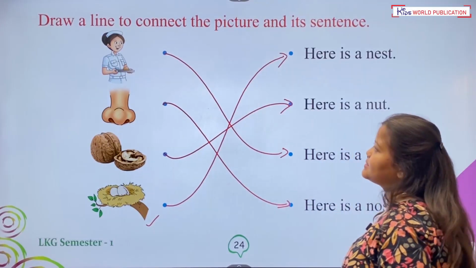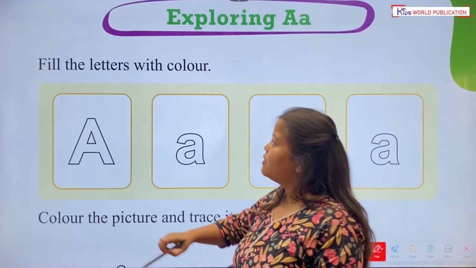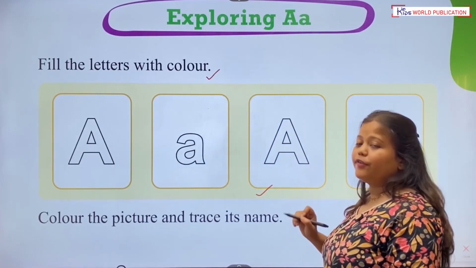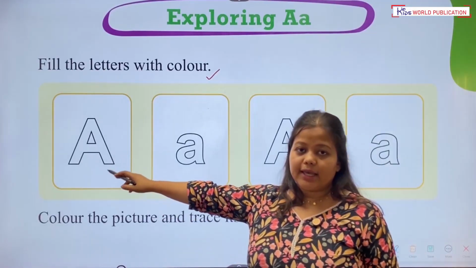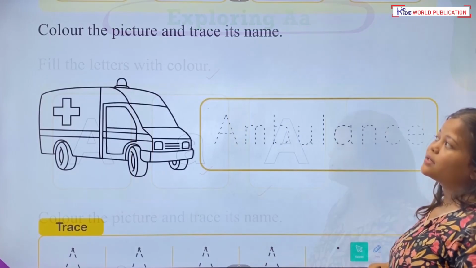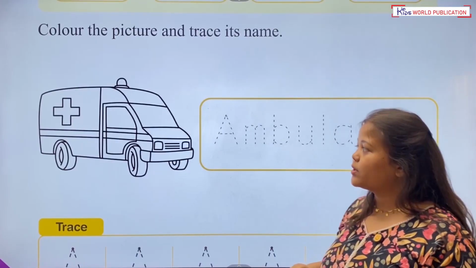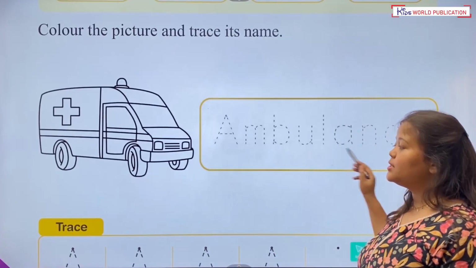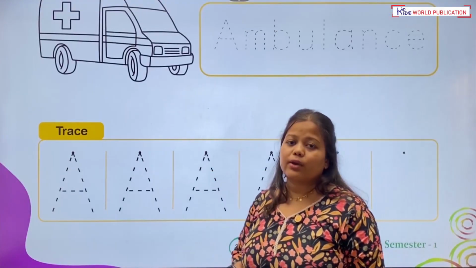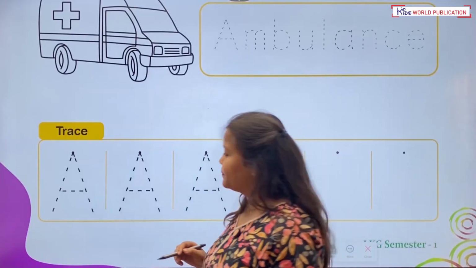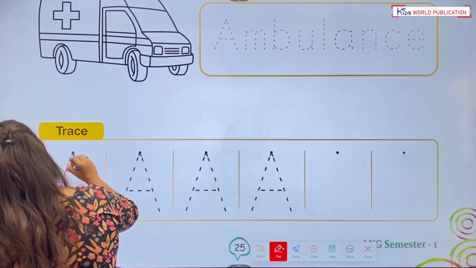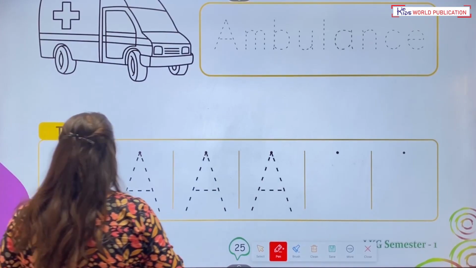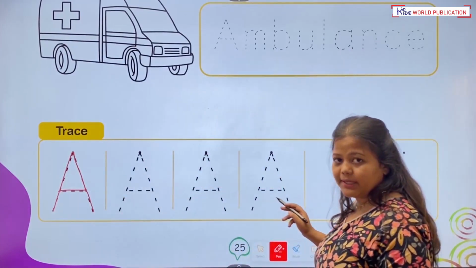Exploring A. Fill the letters with color. So kids, you will fill the given A with your favorite colors. This is capital A and this is small a. Color the picture and trace its name. So kids, here you can see the picture. You will color it and also trace its name, which is written here. Trace. So kids, let's trace the letter A. So this is how you will trace the letter A and complete it.